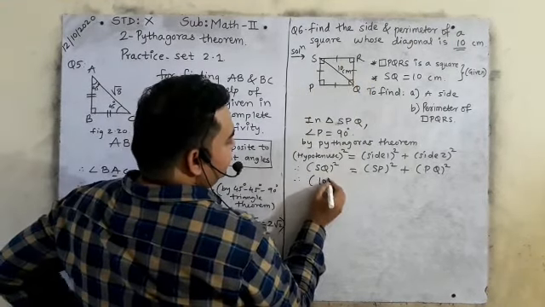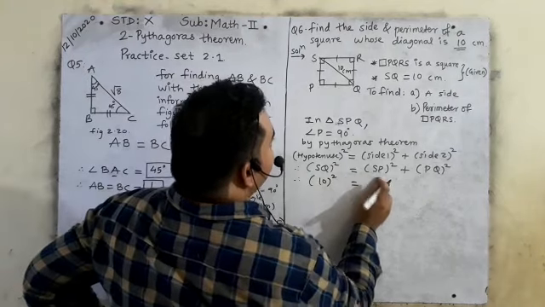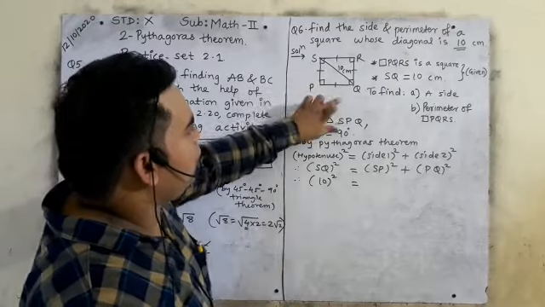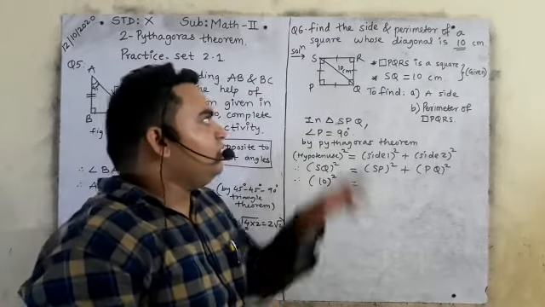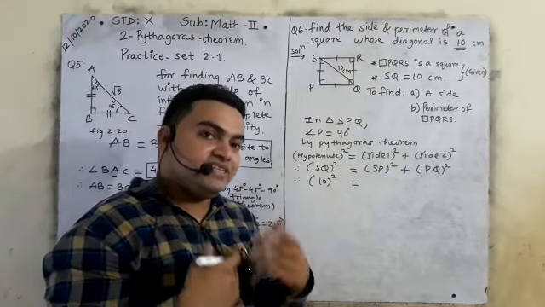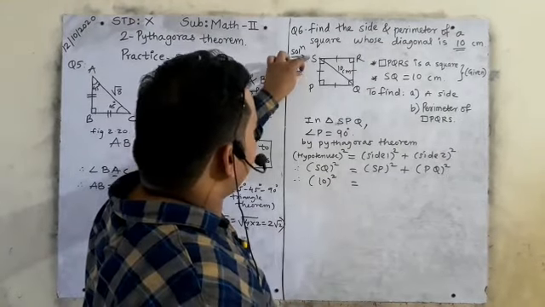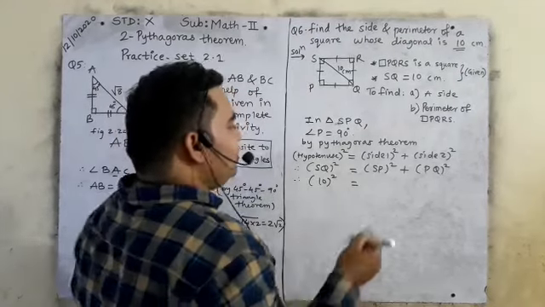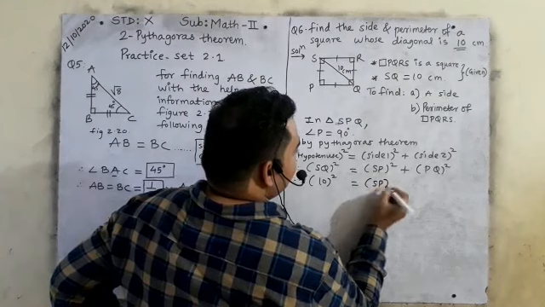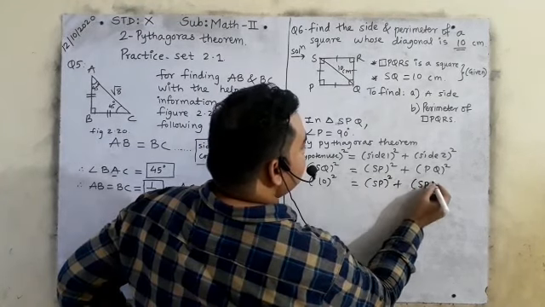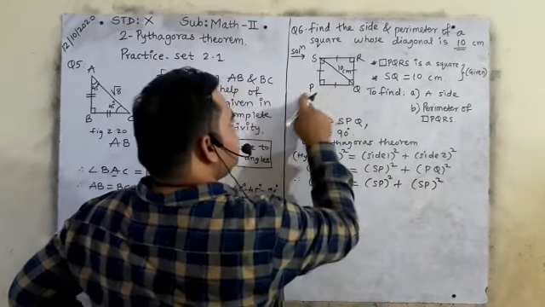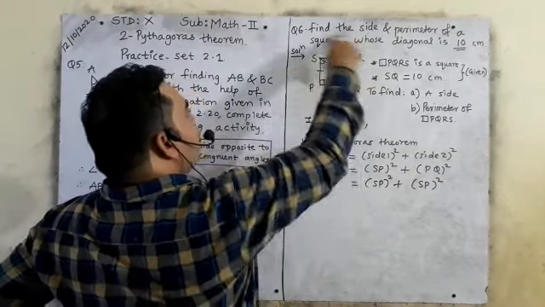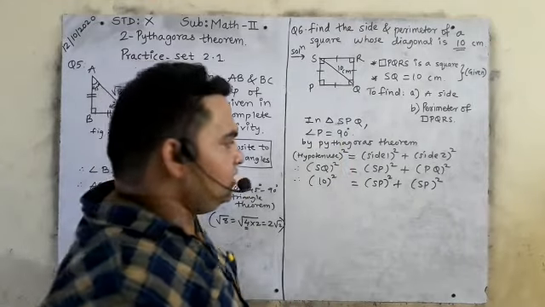So can you tell me SQ is of how many centimeters? SQ is 10, squared. SP is not given, PQ is not given, but can you see this identical mark? Both sides will be congruent. All four sides will be congruent because it is a square. So SP and PQ will be congruent, the same. So here also I will use SP, because SP is equal to PQ, PQ is equal to QR, QR is equal to RS. All four sides are congruent to each other.